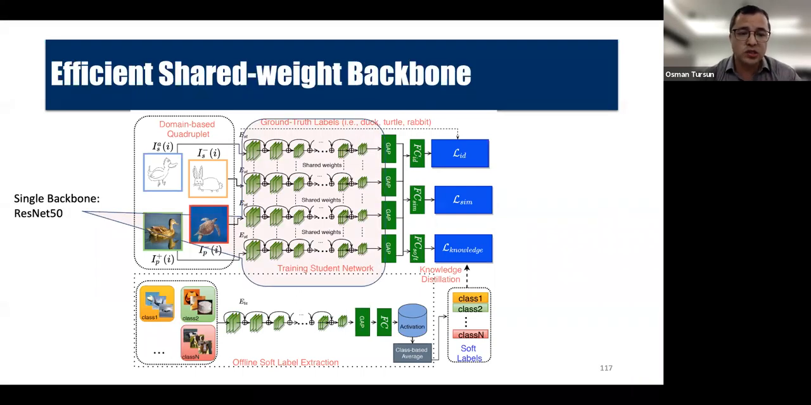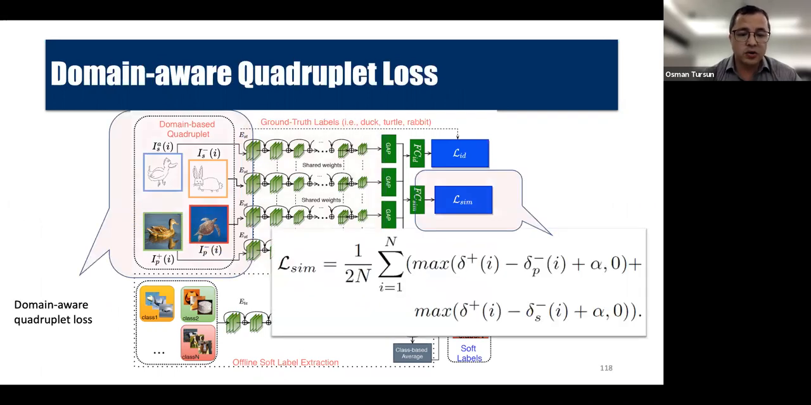The first contribution is we only use a single backbone for both the real domain and the sketch domain. Another contribution is we propose domain-aware quadrant loss. Here we introduce one more negative from the sketch domain, and this not only improves the retrieval results, but also solves the domain imbalance problem.